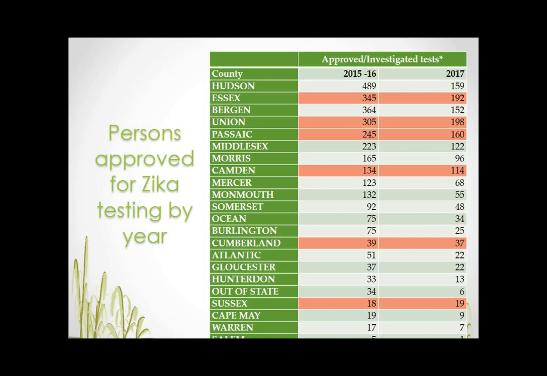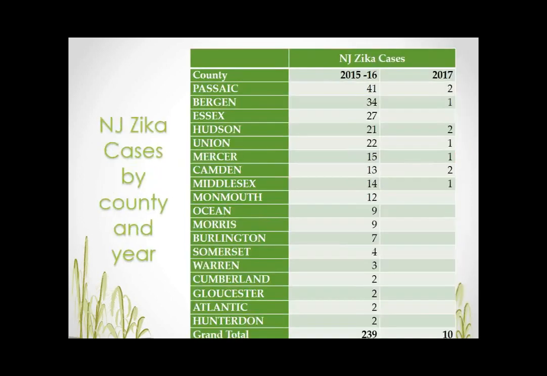So looking at testing numbers by county, the counties highlighted in red have approved higher numbers in 2017 than the roughly half of the 2016 numbers we would expect to see. For example, Sussex County has approved more persons so far in 2017 than were approved in all of 2016. This slide is showing New Jersey Zika cases by county and year. There have been 10 Zika cases in 2017 compared to 239 previously, but you can see that the cases are still distributed in roughly the same counties as the ones having the higher case counts reported in 2016.